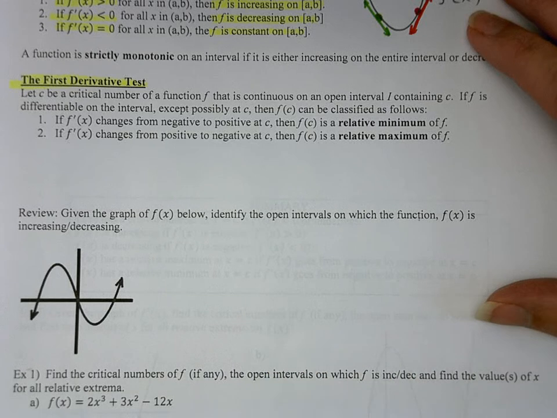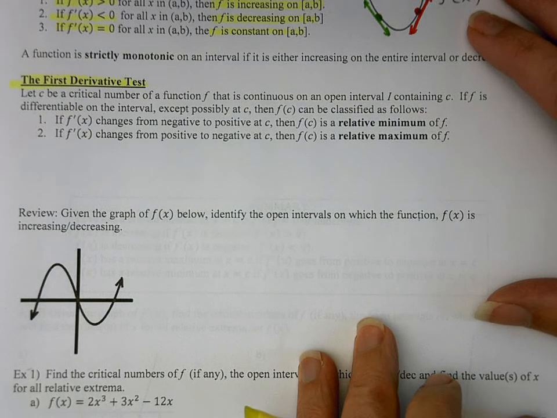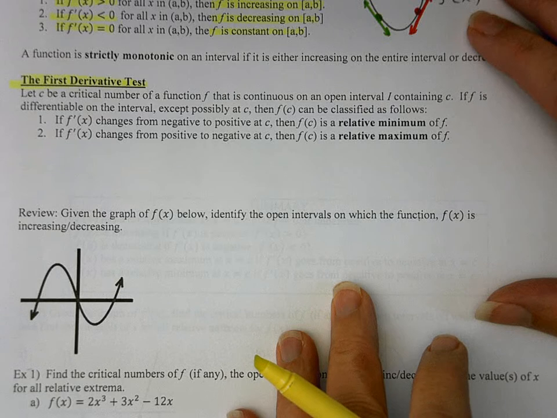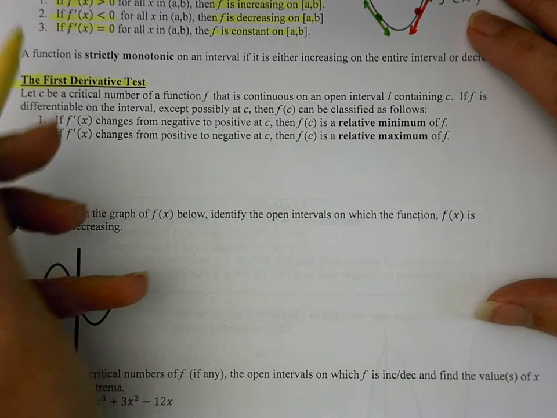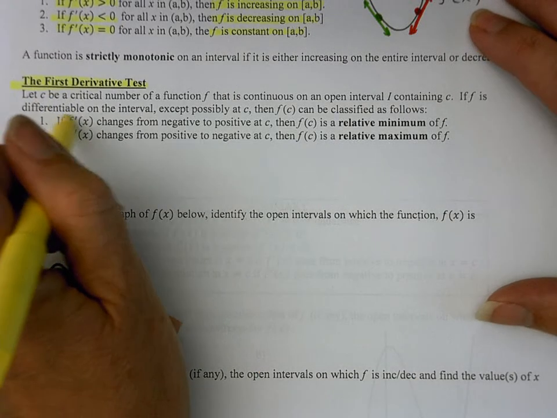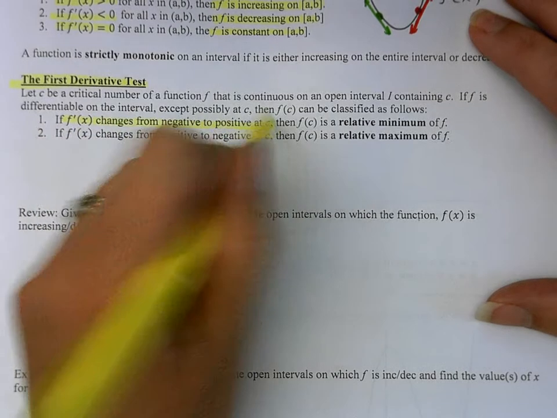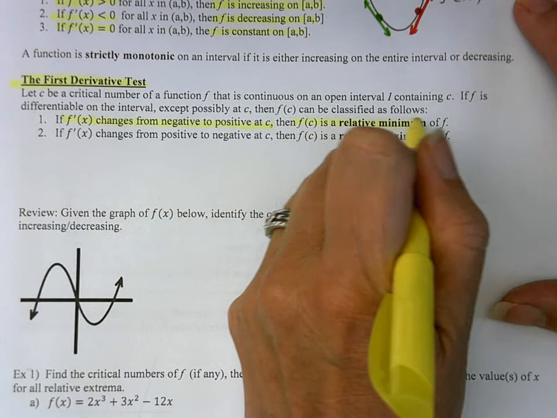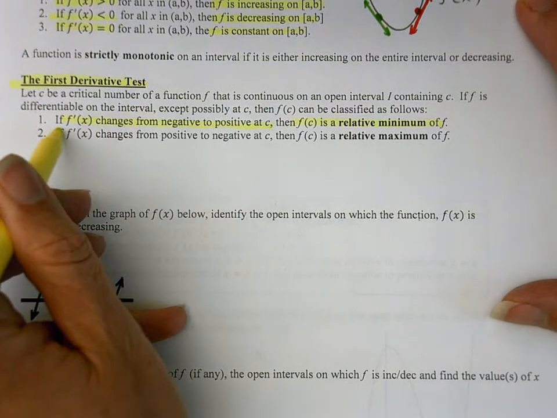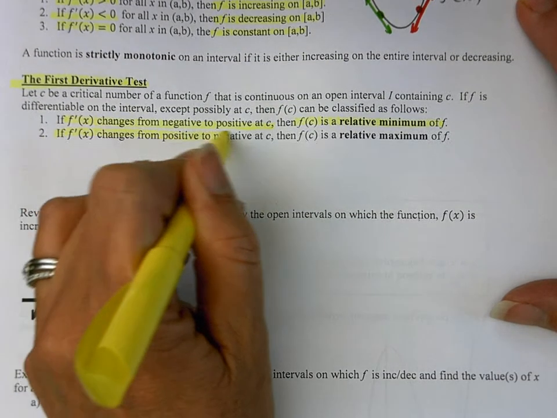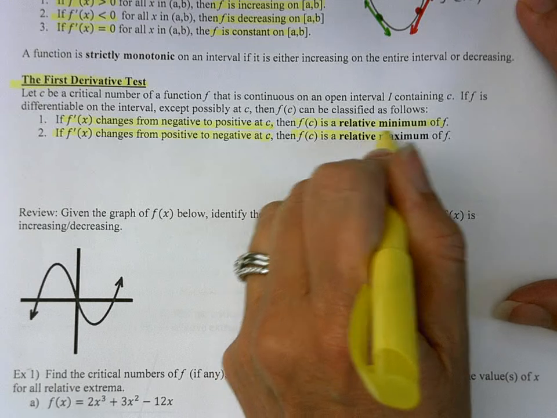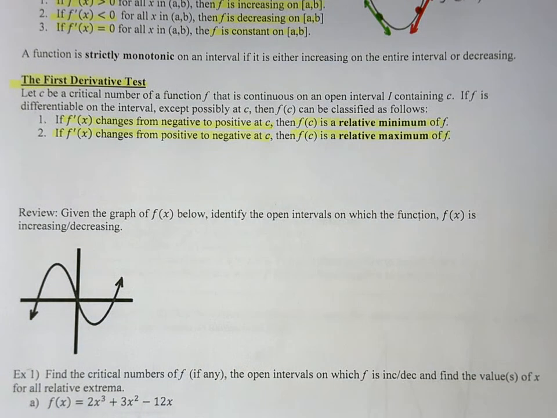So we don't need calculus per se to find it visually because we have worked with that already, but we're still going to go over that. Okay, so if your derivative changes from negative to positive at c, then f of c is considered a relative minimum. Whereas if f prime changes from positive to negative at c, then f of c is a relative maximum.